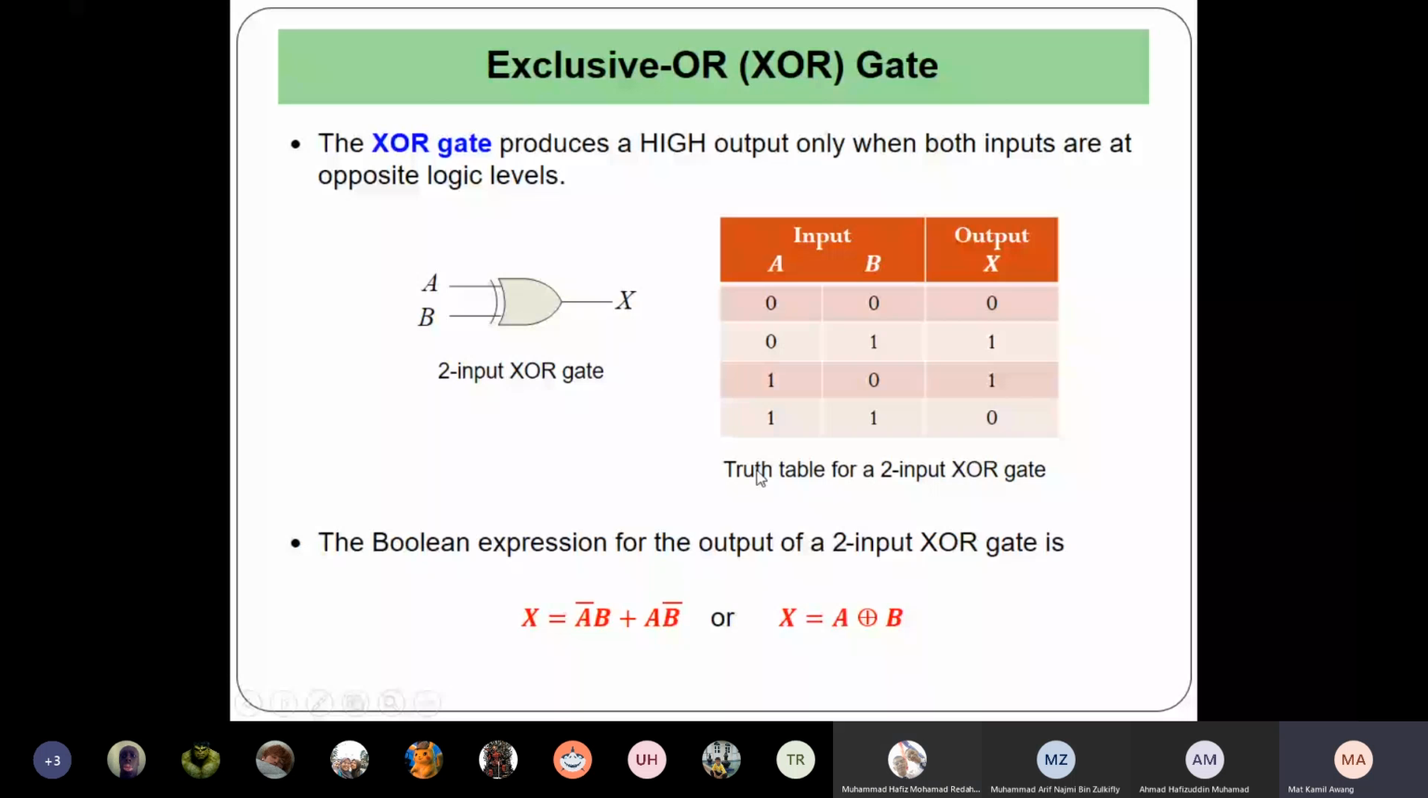So the Boolean expression for the output of a two input XOR gate, you can write like this. X is equal to A bar B plus A B bar. Or X is equal to A XOR B. So the XOR sign is the plus in the circle. So this is the expression, but actually the operation is like this: A bar B plus A B bar.